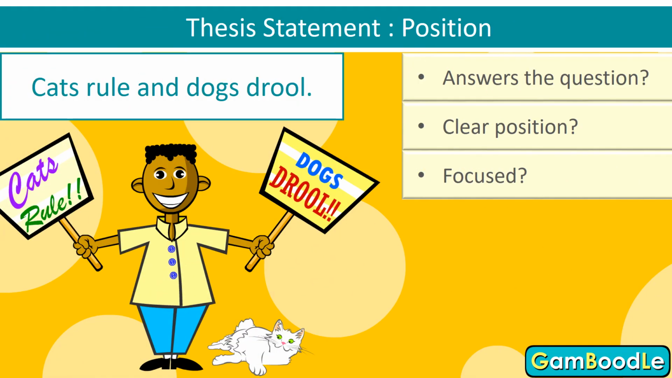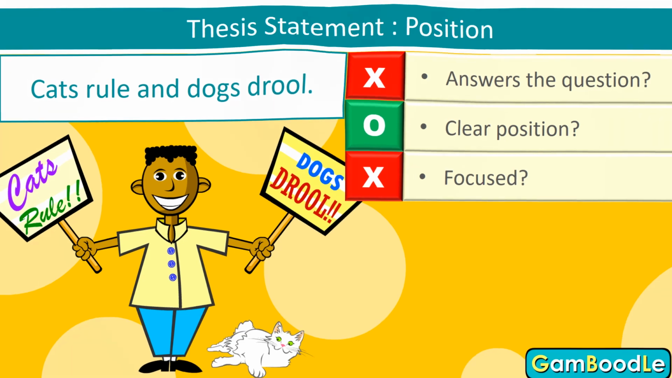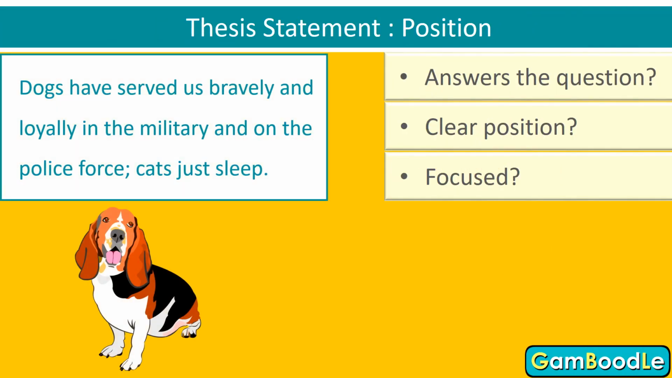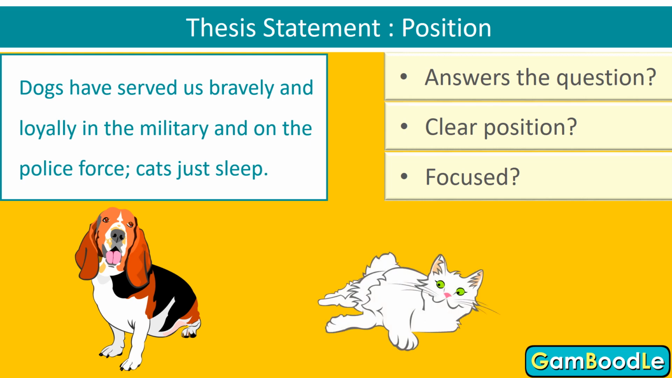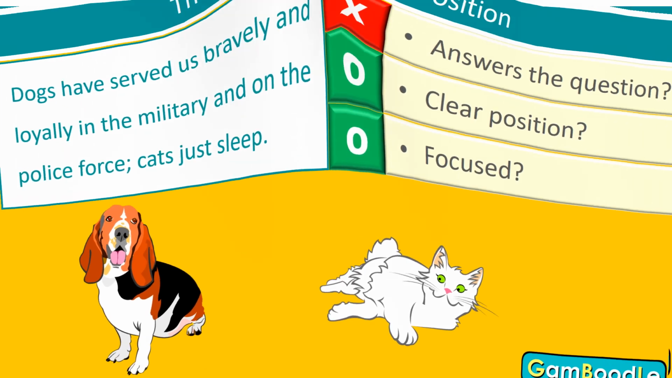Cats rule and dogs drool certainly does provide a clear position. However, it does not specifically address either animal's potential as a house pet, and therefore does not answer the question asked. Dogs have served us bravely and loyally in the military and on the police force. Cats just sleep. This position shows a clear preference for dogs, and service dogs in particular. However, it makes no mention of either animal's capacity as a house pet. Therefore, it has not answered the question.